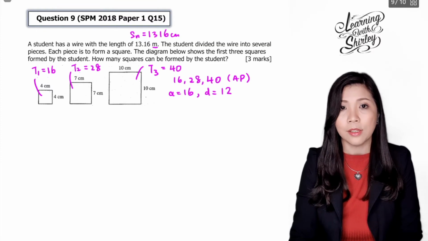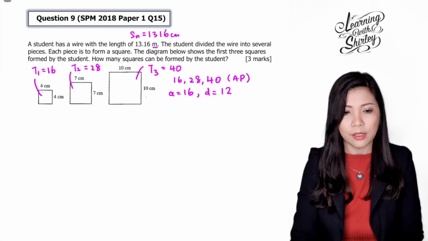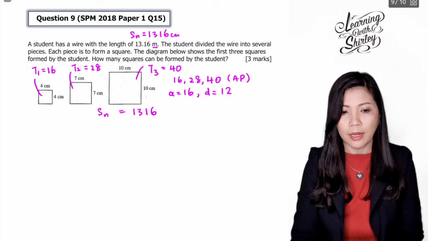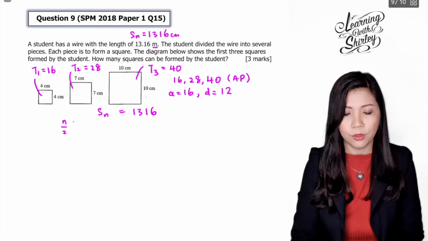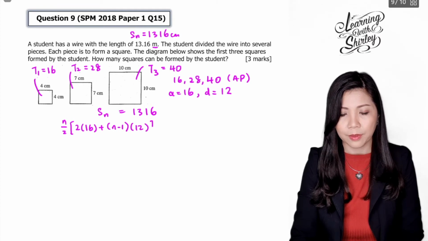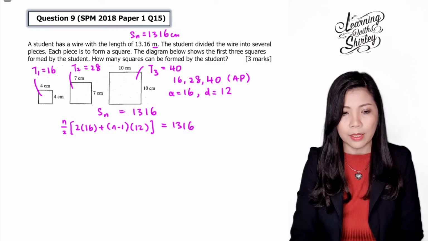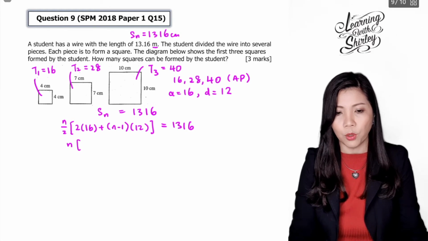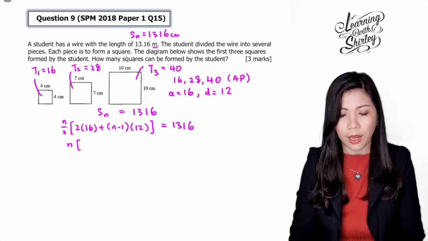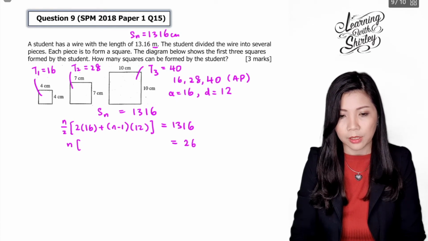So the next step is to substitute into the Sn formula. So Sn is equal to 1316. And the Sn formula is n over 2 bracket 2a, where a is 16, plus n minus 1, and d is 12. So it's equal to 1316. Next I'm going to expand this. This 2 I'm going to shift over to the right hand side. So 1316 times 2, we get 2632 on the right hand side.